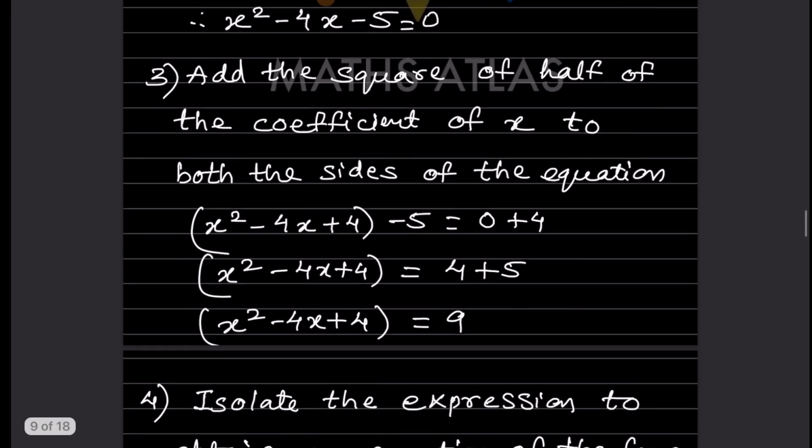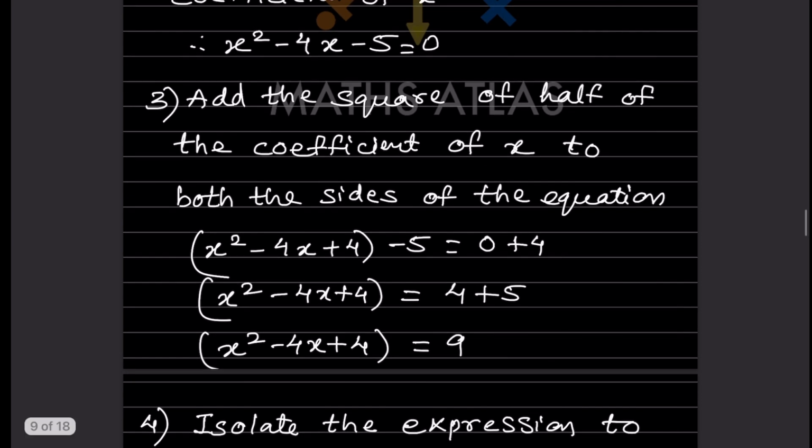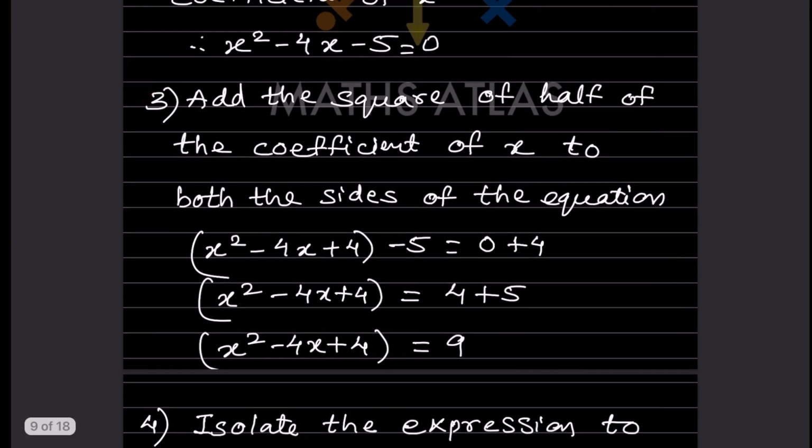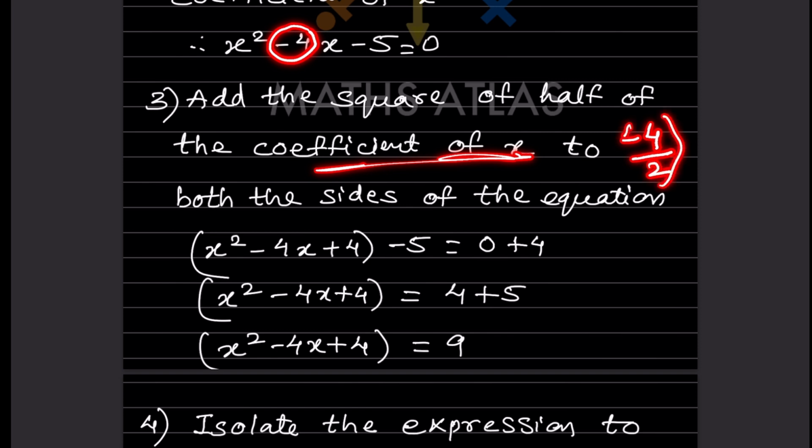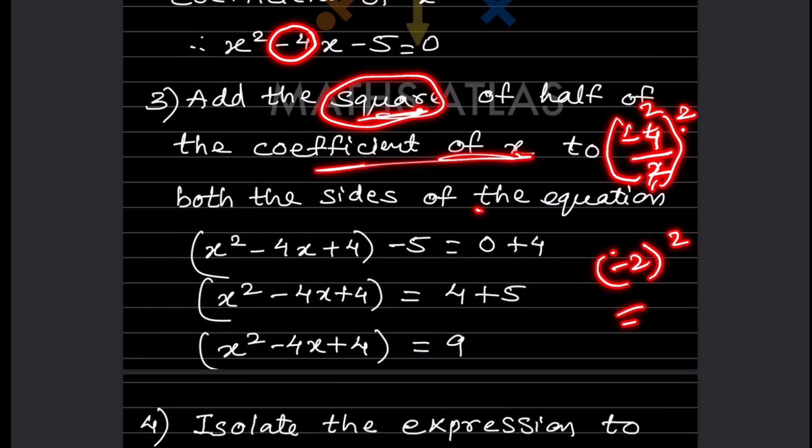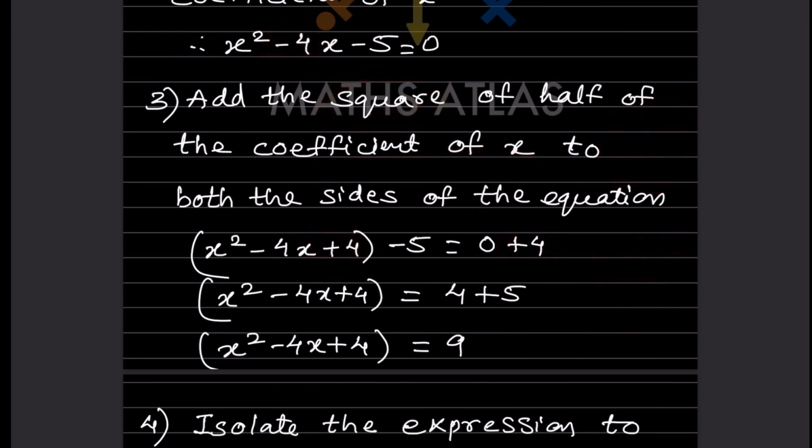So this step is important, that is how you add in the third step, the square of half of the coefficient of x. So coefficient of x is minus 4. Again I will repeat, half of minus 4 is going to be minus 2. And then you are going to take the square of that one, because they said you have to take the square of it. So minus 2 square is 4. So you are going to add that 4 to both sides. Many of them miss this step.